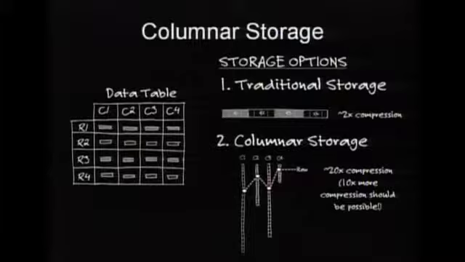Columnar storage is completely different. We store the data by fields. All fields of the same type, all C1 fields, are chained together. All C2 fields are chained together, 3, 3, 3, 4.